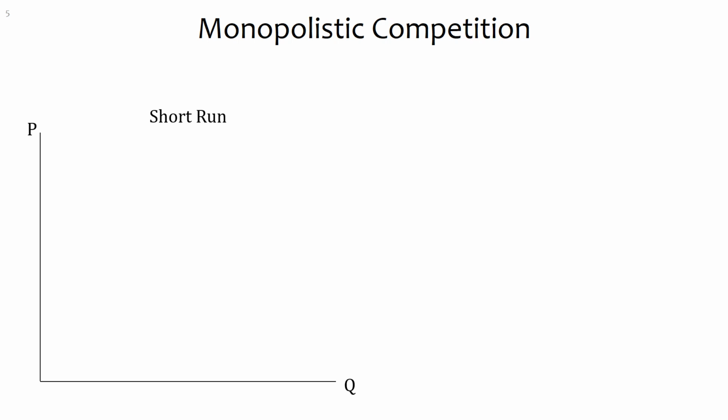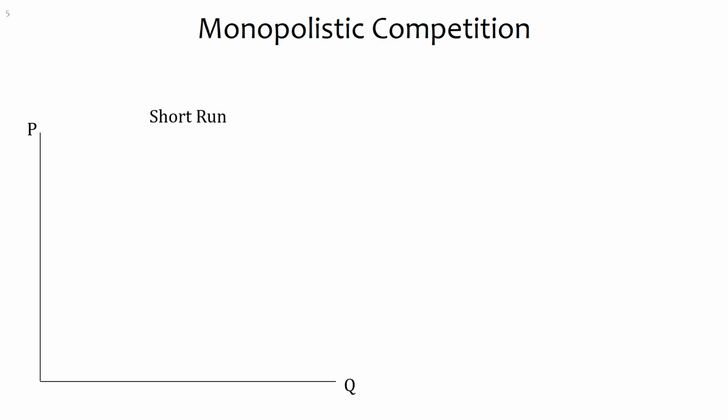All right, let's do some fun stuff. We're going to graph the case of monopolistic competition in the short run and in the long run. In the short run, it's very similar to a monopoly, which you've seen before. It's pretty much the same procedure. The only difference is that the demand curve is flatter. That's the only difference between monopolistic competition and monopoly in the short run.